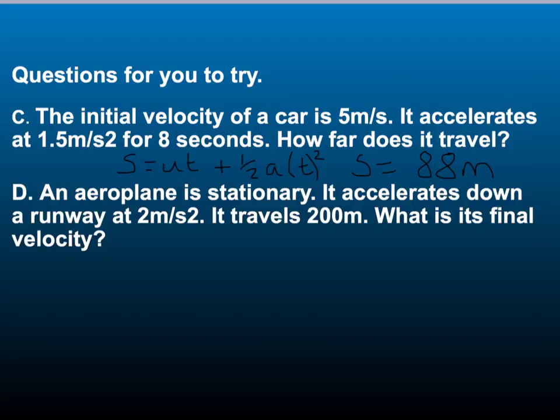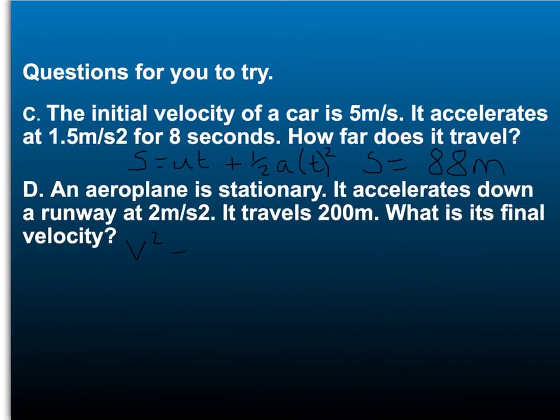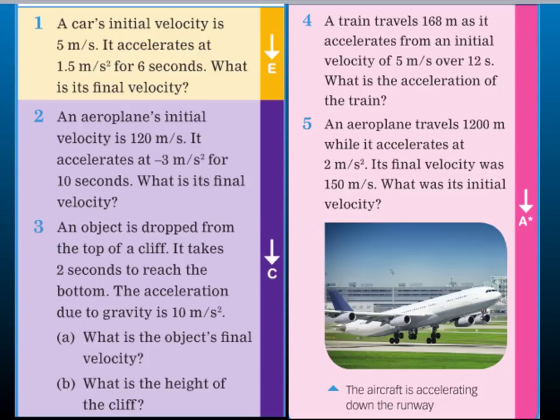And with the second question, you should have found that the best equation to use is v squared equals u squared plus 2as. And you should have found that the final velocity is 28.3 meters per second. Okay, and that completes this section about scalars and vectors and the equations of motion.